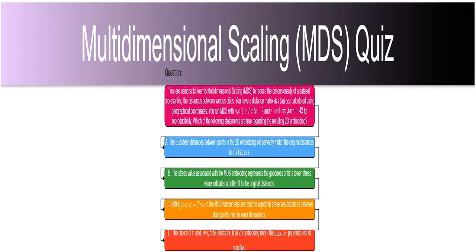This question tests your understanding of how Sklearn's multidimensional scaling, MDS, works, specifically when you're using it to shrink the number of dimensions in your data. It focuses on how well MDS preserves the original distances between data points after the dimension reduction. You'll be looking at the effects of different settings within the MDS function.